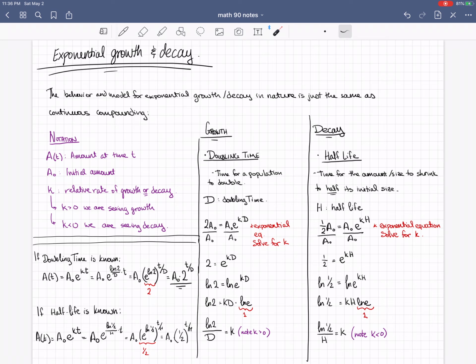The main thing I want you to get out of this video is the idea that for exponential growth and decay that's occurring in nature, the model is exactly the same as the model that we had for continuously compounding interest, and that with growth and decay there are these two interesting ideas. The idea of doubling time, how long it takes for a population to double, or the half-life, if something is decaying, how long it takes for something to get down to half of its original size. Okay, in the next lesson we'll look at a bunch of examples of exponential growth and decay, so stay tuned. I'll see you soon.